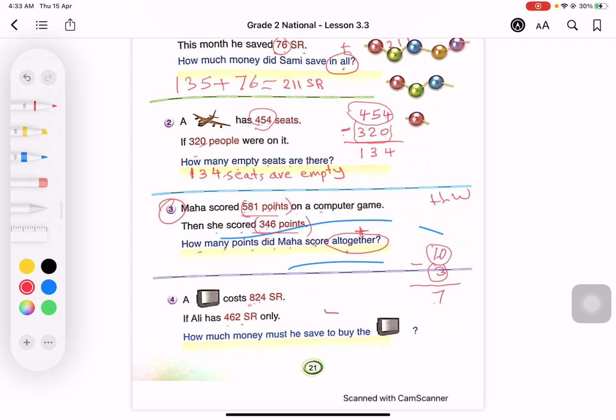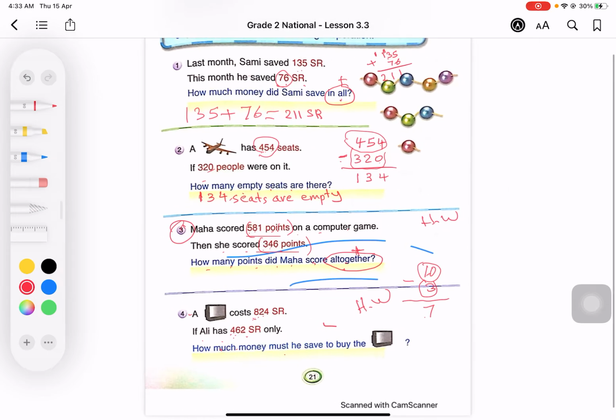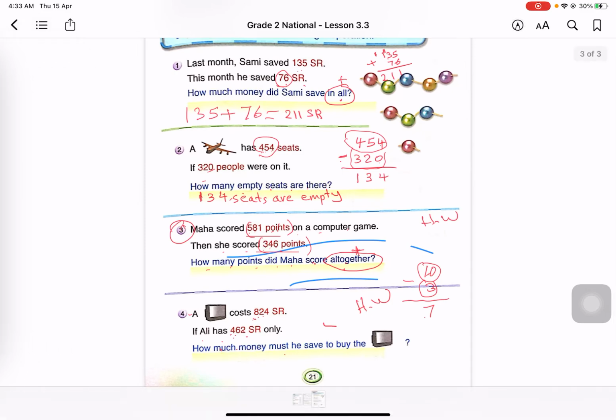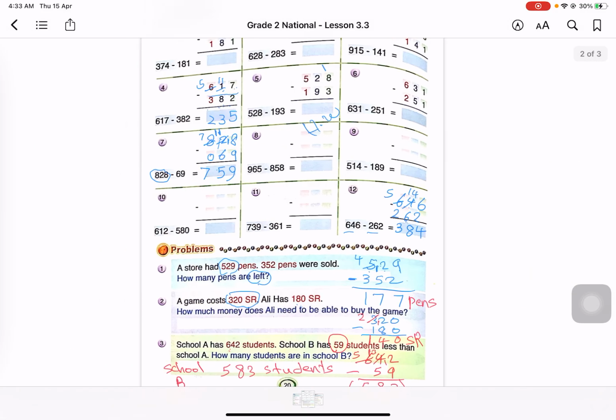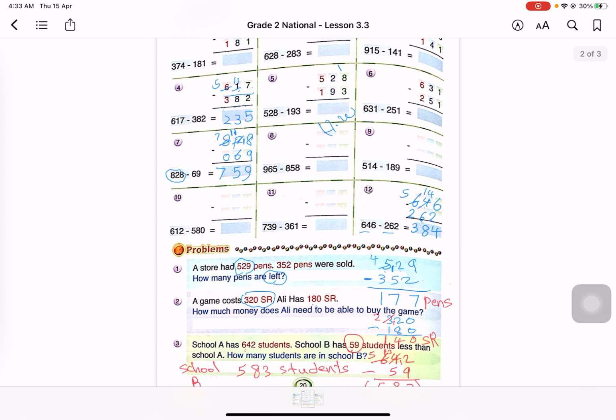The TV cost 824 riyal. You don't have the whole money. You have some of it, 462. So how much money do you still need? How much money you need to save to get this TV? I will leave it for you, grade 2. This homework, question 3 and 4, and also this was on page 21. And here, the numbers we didn't solve are also a homework for you.